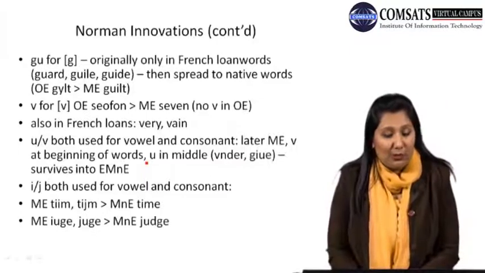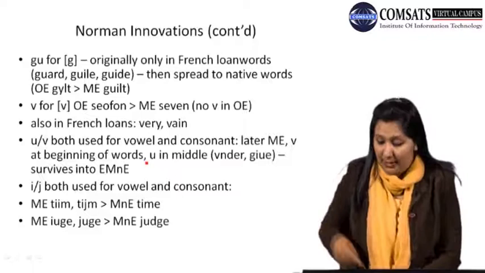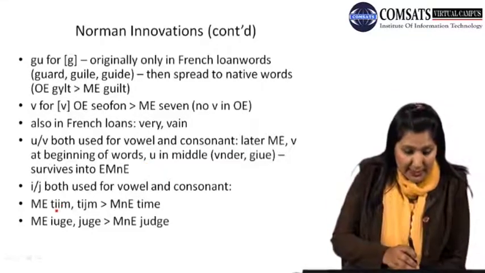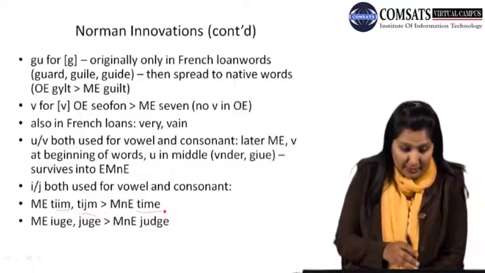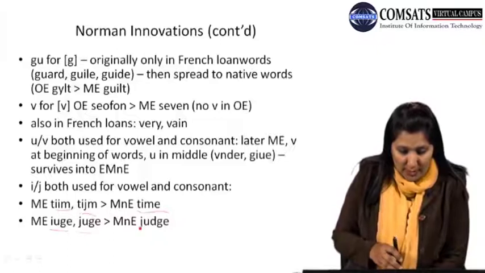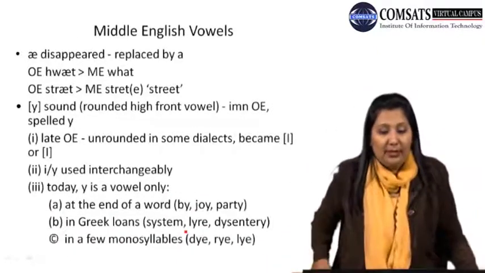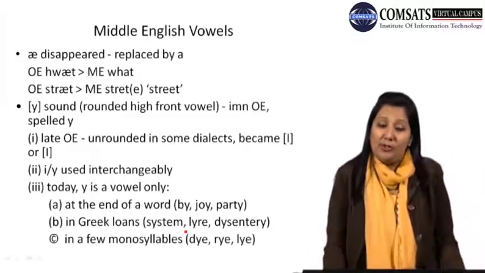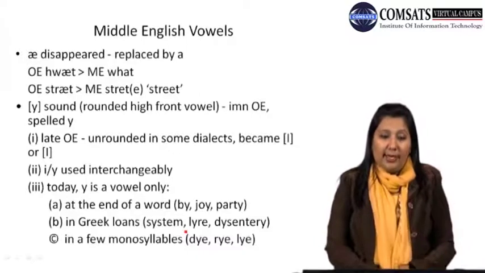E sound and j sound were both used for the vowels and the consonants in the Middle English period. For example, look at this word, team, time. In modern English this is time. Yug, jug, and in modern English this is judge. There are some Middle English vowels as well that we are going to look at today.